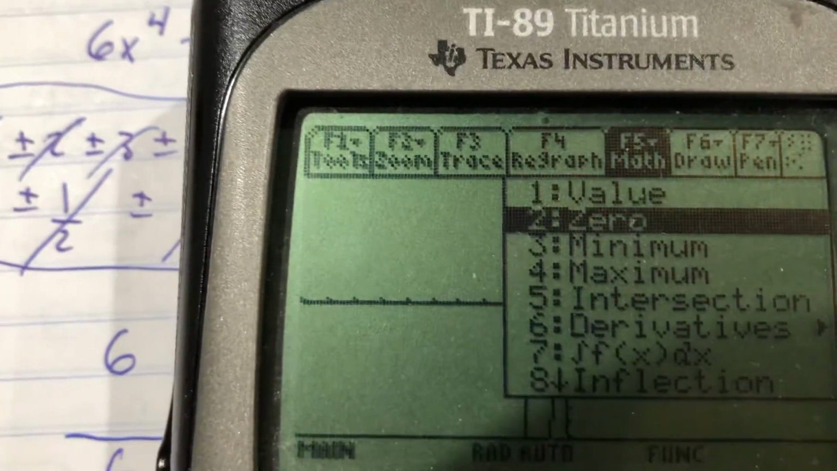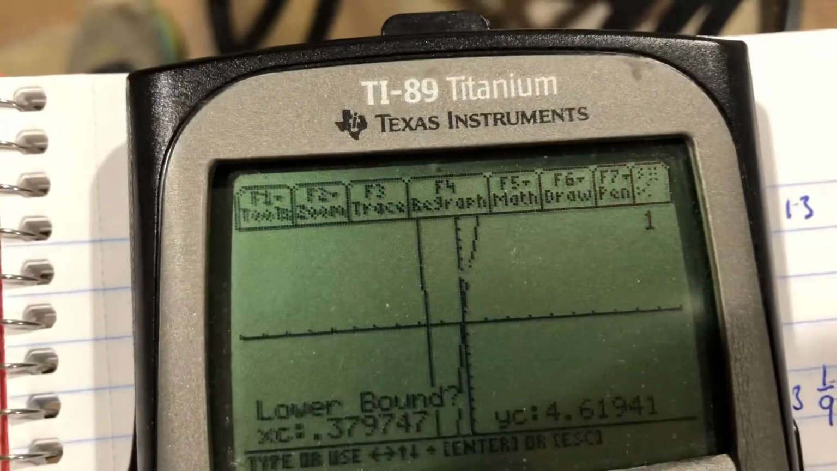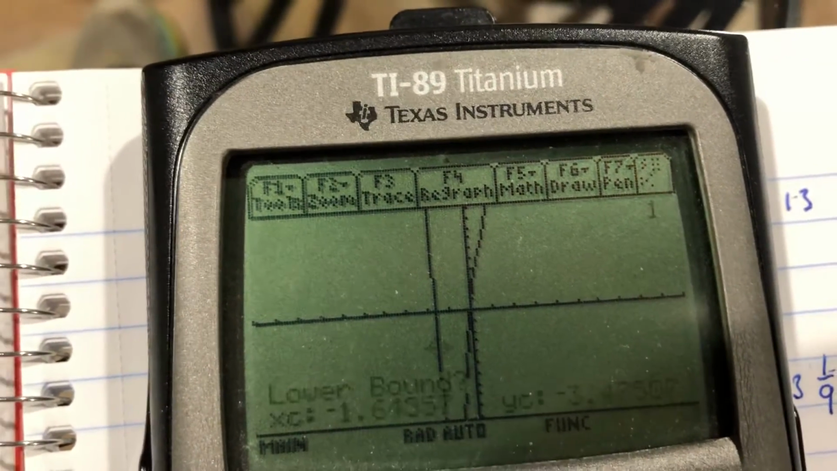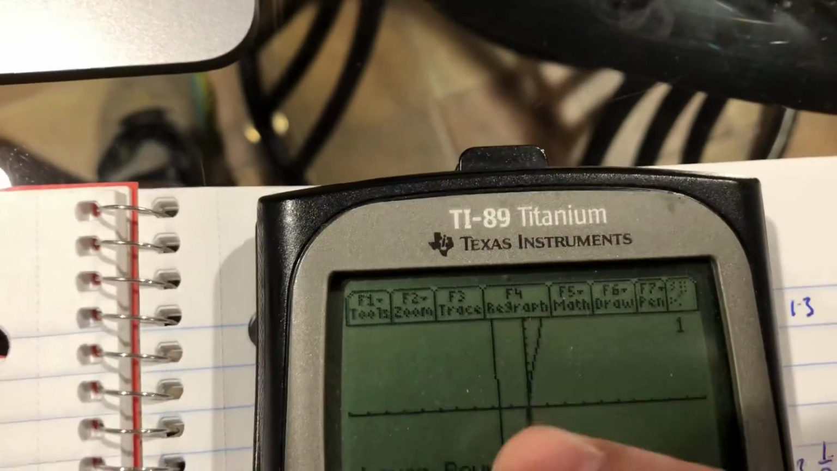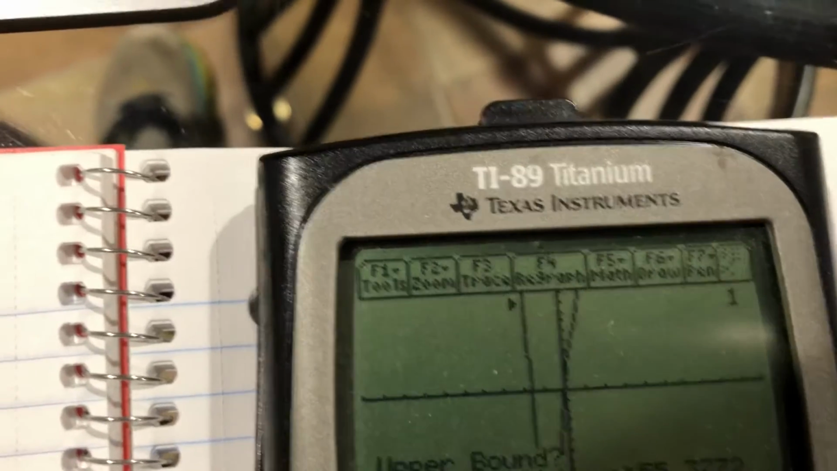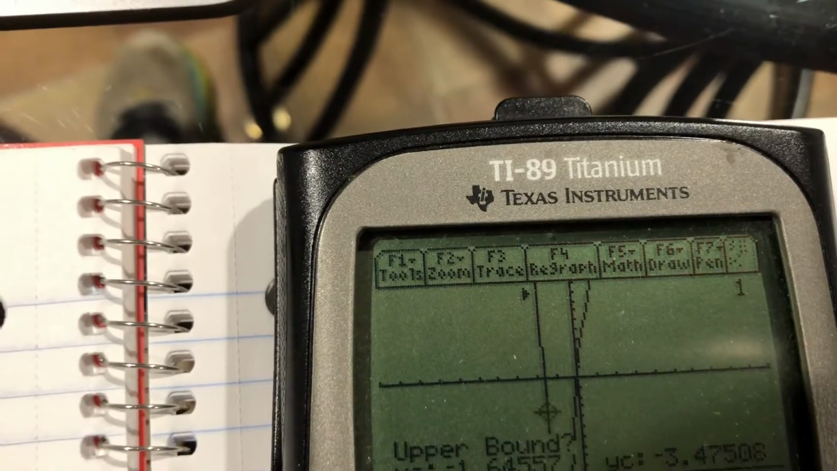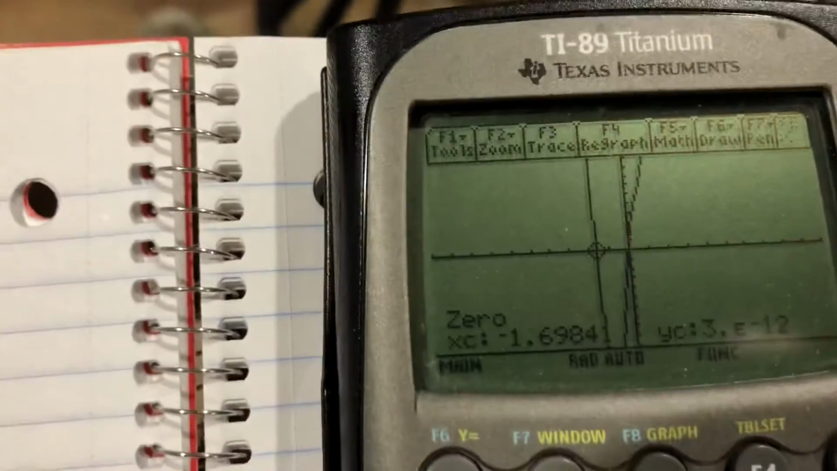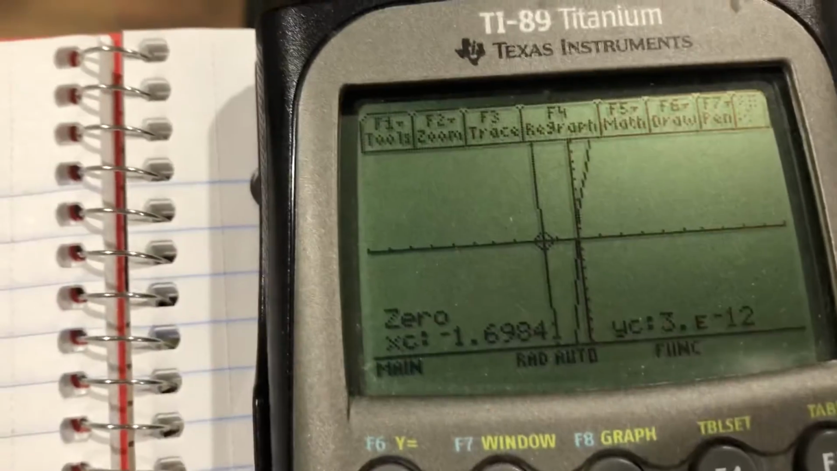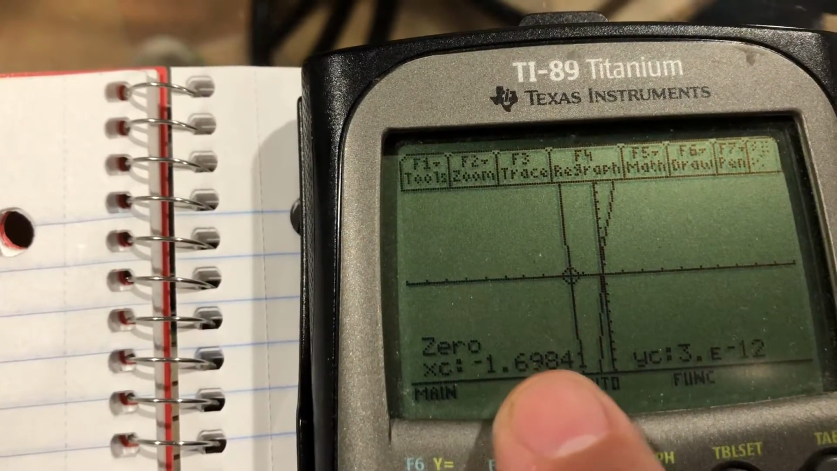And I'm going to go to 0, and I'm going to hit enter on 0, and I'm going to get the cursor. And see, mine uses lower bound, which just means left bound. So I'm going to get it on this side of where it's crossing. I'll hit enter. You see there's that little triangular shape. And then I'm going to move that cursor over to the right-hand side of where it crosses. And I'm going to hit enter. And it's telling me, and this is scientific notation, there's a float value issue, but negative 1.6984.